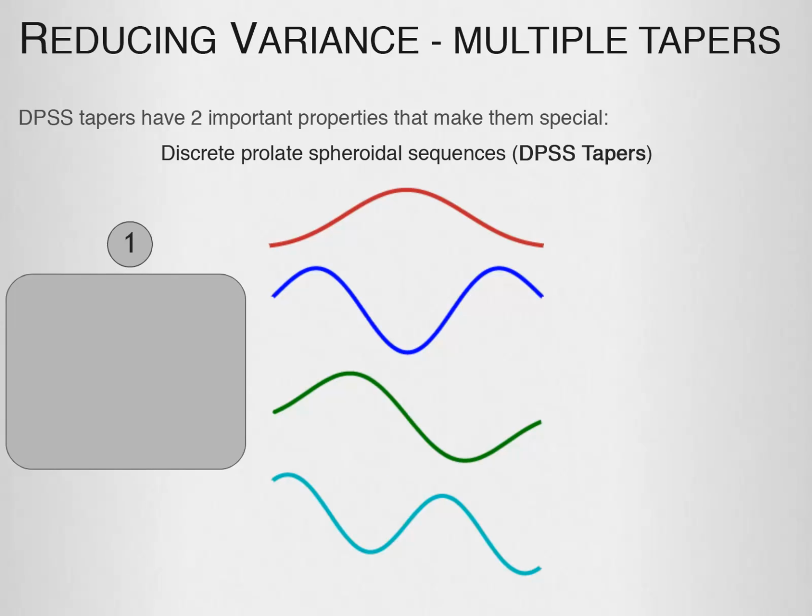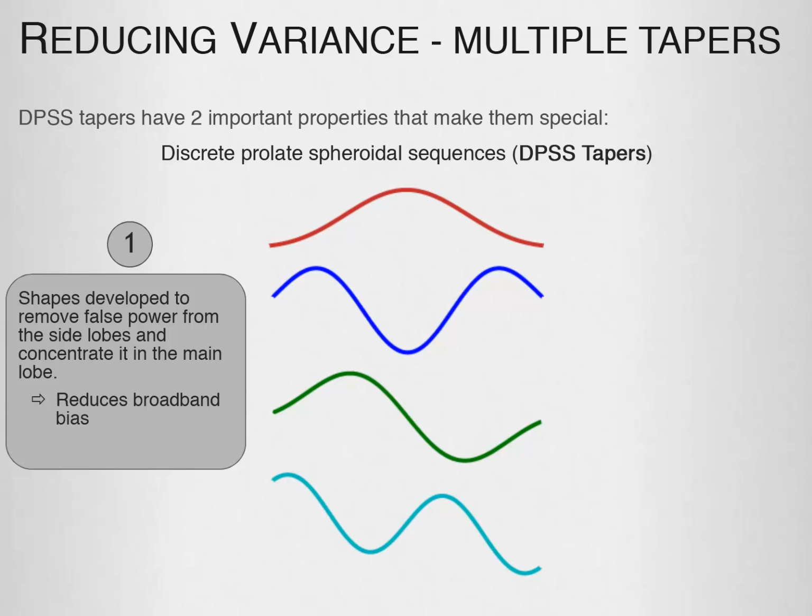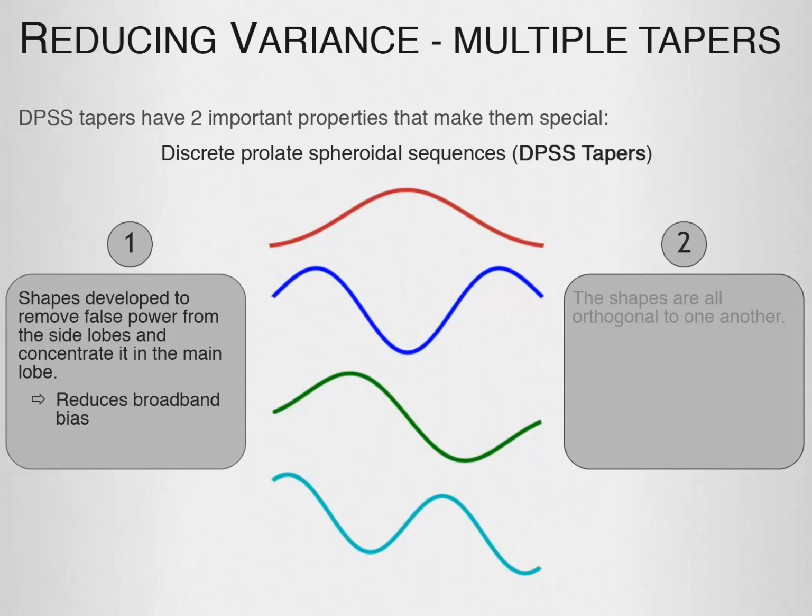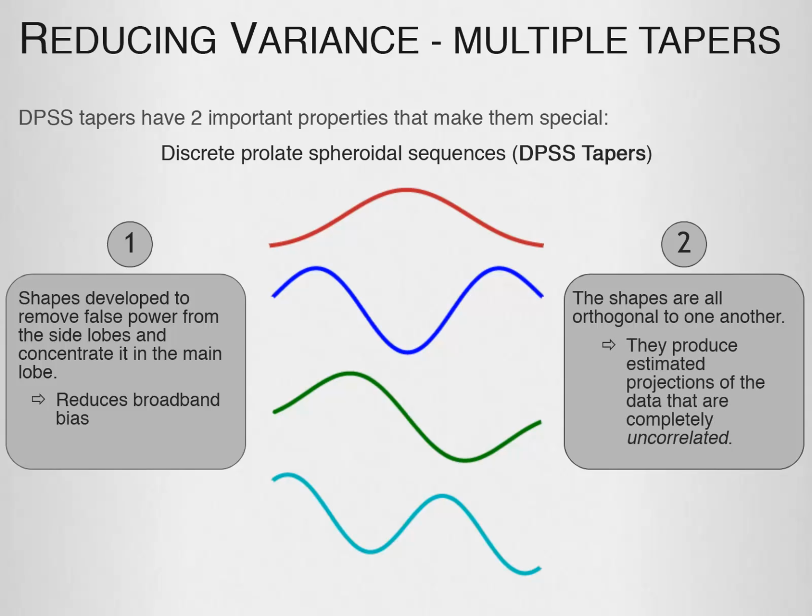The DPSS tapers have two important properties that make them special. First, the shapes of these tapers were developed to remove false power from the side lobes and concentrate it in the main lobe where the true frequency is. This reduces the broadband bias caused by the side lobes. Secondly, the shapes are all orthogonal to one another, meaning if you use them as tapers, they produce estimated projections of the data that are completely uncorrelated. This property allows us to average them together to reduce variance.